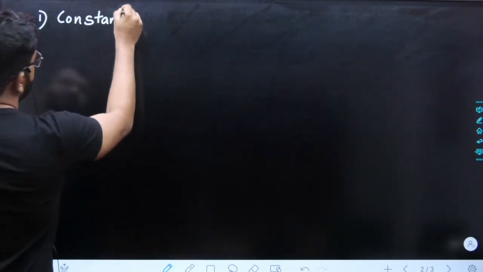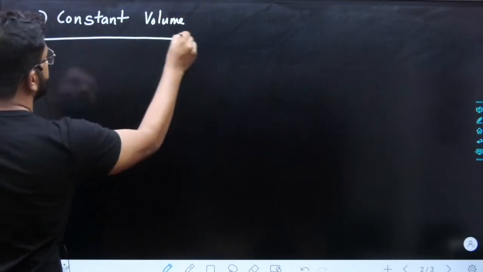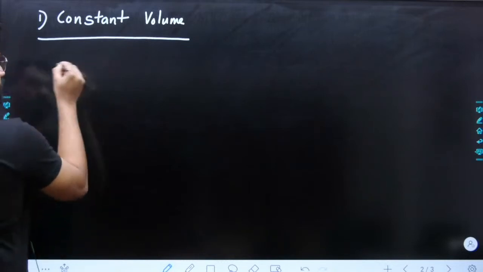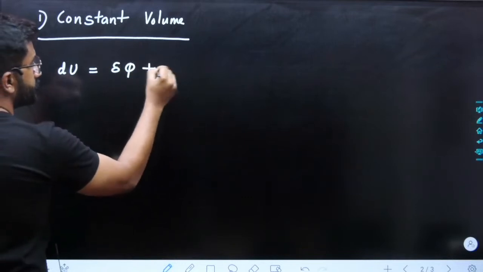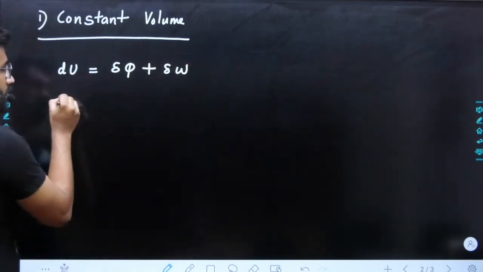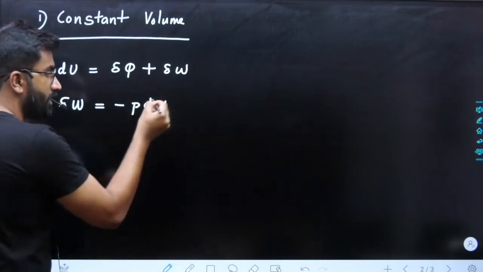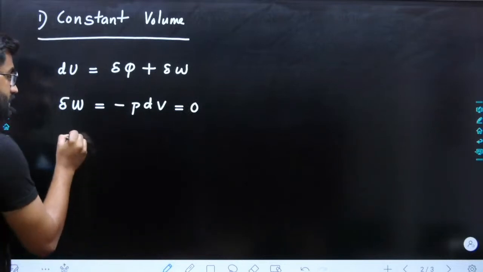First process is constant volume system. In constant volume system, we have dU equal to del Q plus del W. But in constant volume system, del W is minus PdV, so dV is 0, so this will be equal to 0.